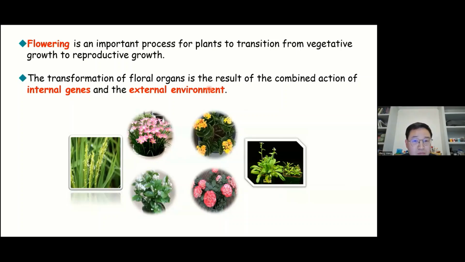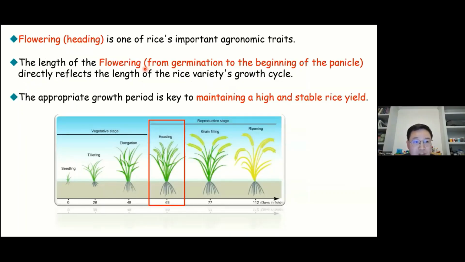Flowering is an important process for plants to transition from vegetative growth to reproductive growth. The transformation of floral organs is the result of the combined action of internal genes and the external environment. For rice, flowering is one of the most important economic traits, and the length of flowering directly reflects the length of the growth period. The appropriate growth period is important for maintaining a high and stable rice yield.